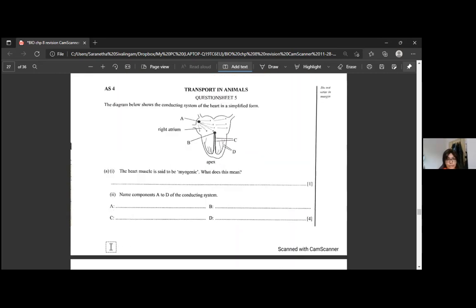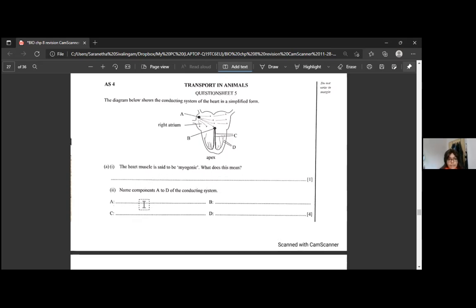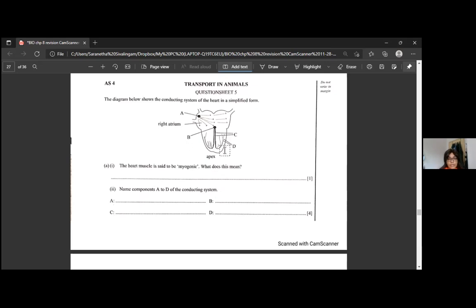So for this question, the diagram below shows the conducting system of the heart in a simplified form. The heart muscle is said to be myogenic. What does this mean? So myogenic is like automatic or involuntary. So a more specific meaning is that it will contract and relax rhythmically of its own accord, without nervous system input. And the next one, name components A to D of the conducting system. I'll open this one to the floor.